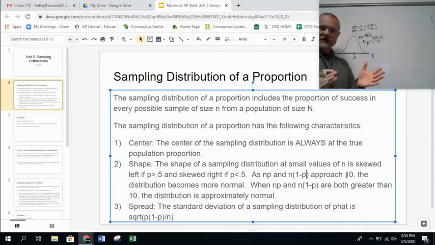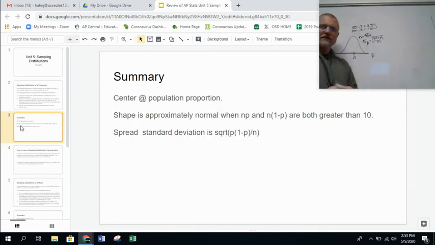We don't know that very often. A lot of times we use p hat here and p hat there as just our estimation. All right, so in summary to that, the sampling distribution of a sample proportion, its center is at the population proportion, its shape is approximately normal when np and nq are greater than 10, and the standard deviation is the square root of p times 1 minus p over n. That's the standard deviation.